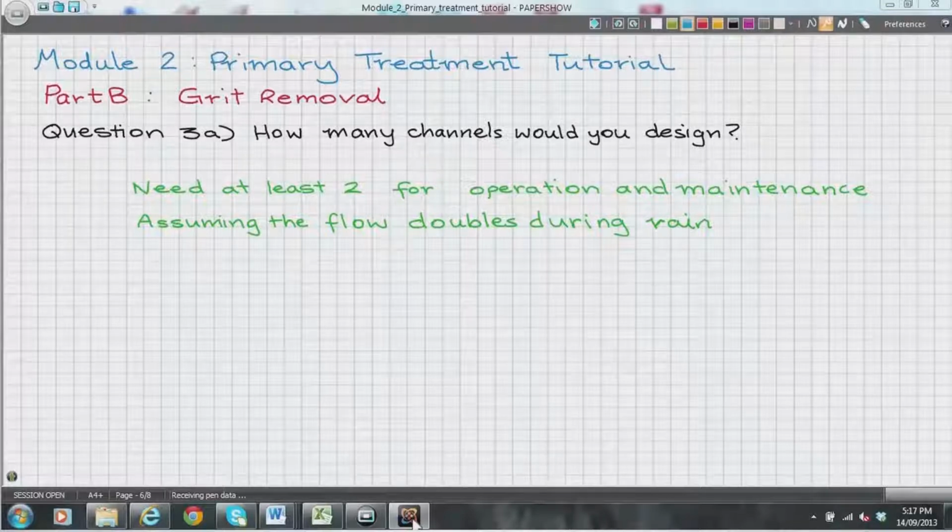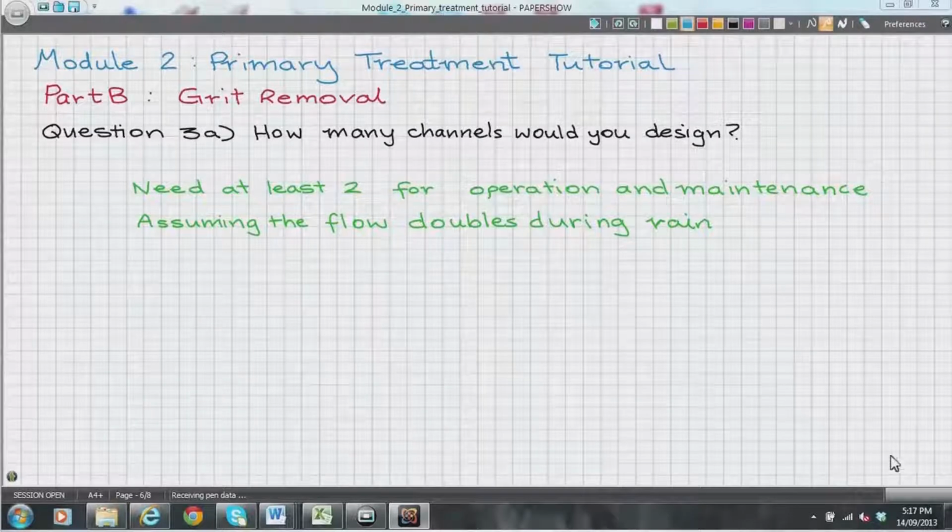So we're going to be answering question 3, which is: dimension a grit removal unit for a wastewater treatment plant receiving a dry weather flow of 24,000 cubic meters per day. We're making the assumption that the flow doubles during rain. Question A is, how many channels would you design?